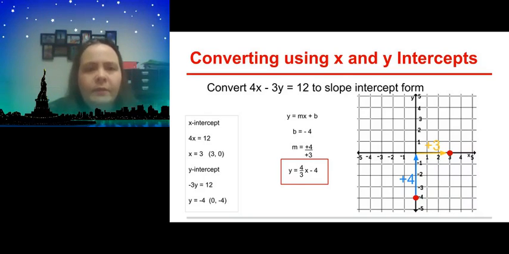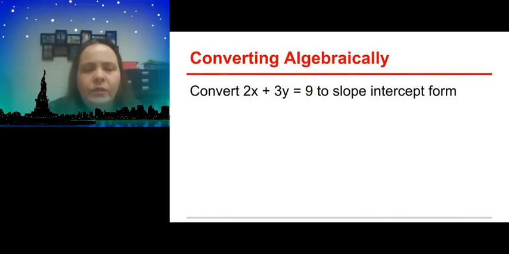Another way we can do this, because graphing is pretty cumbersome, is to just rearrange the equation itself as if we were solving for a letter, but we can't actually get a number. We're going to be left with an equation. So let's look at that a little bit closer. We're going to have 2x plus 3y equals 9. And we want y to be on the side all by itself. So we want to move everything away from y as if we're solving for y.